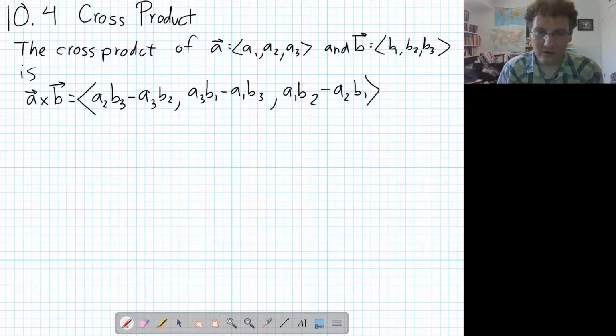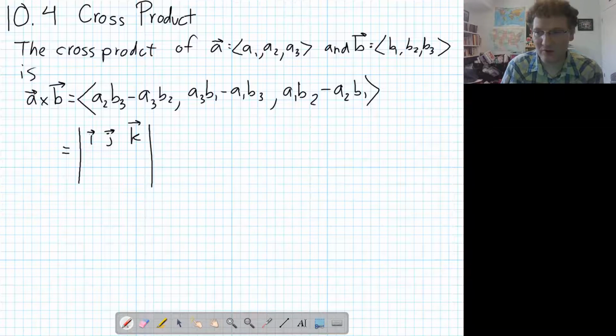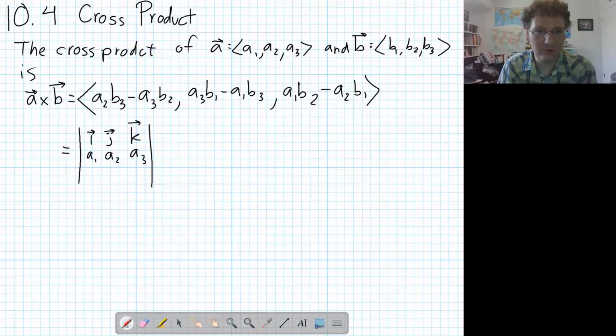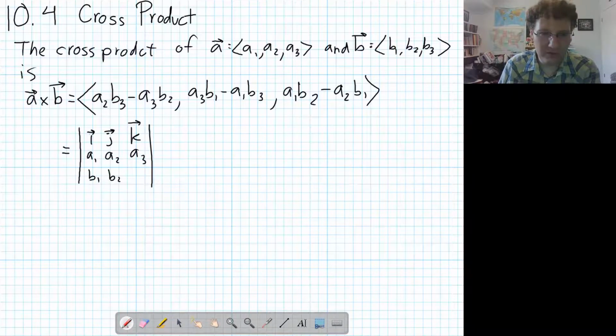Now this is a hard one to memorize, and I certainly don't expect you to memorize it. It's equivalent to being written as a determinant. Now, determinant is a linear algebra thing. It's a way of taking, if you have a 3x3 matrix, which is just a grid of numbers. In fact, I'm going to cheat a little bit. In the first row, I'm going to put the three standard basis vectors. Let's do A1, A2, A3 in the second row, and the last row B1, B2, B3.